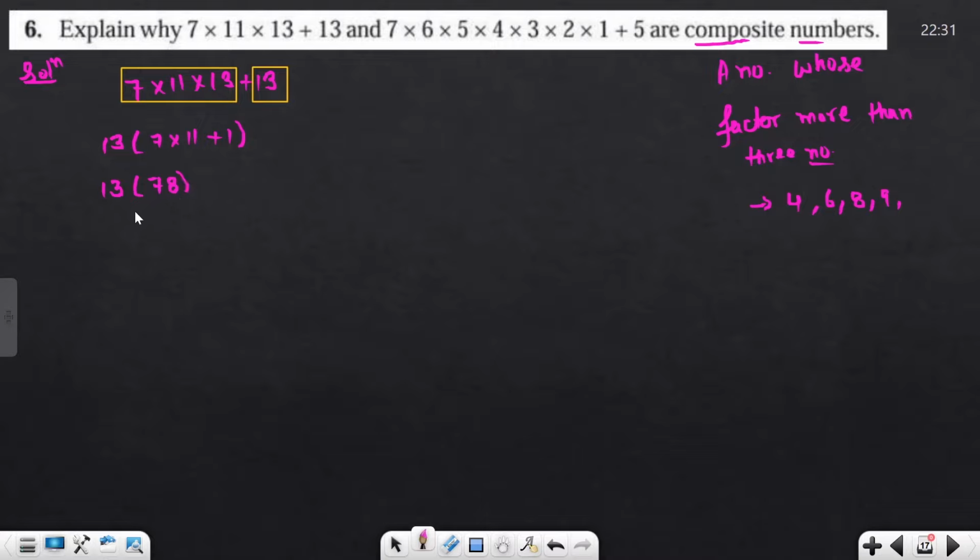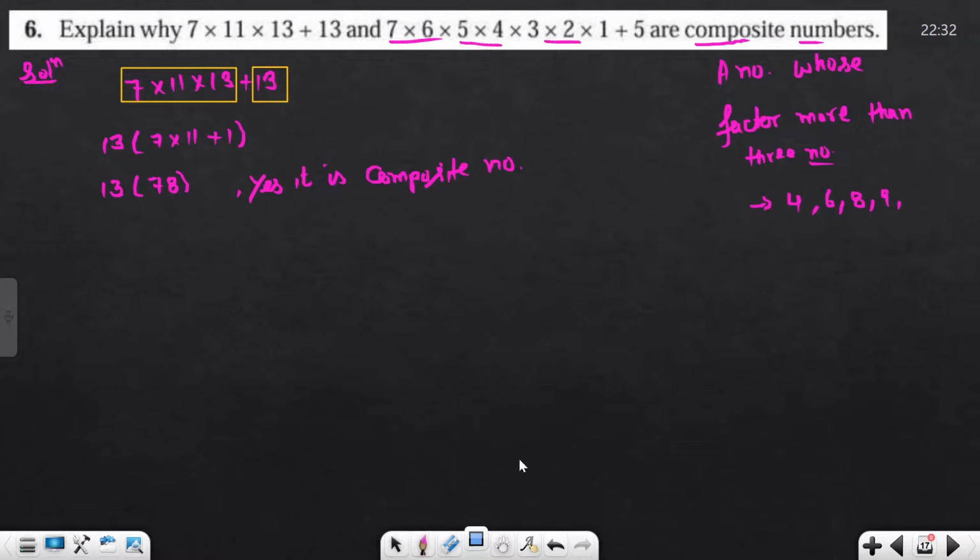So how many factors here? If you multiply these numbers, how many factors? 13 is a factor, 78 is a factor, and 78 divided by 2, it means 2 is also a factor, 1 is a factor, so more than 3 numbers. So we write here, yes, it is a composite number. Composite number.